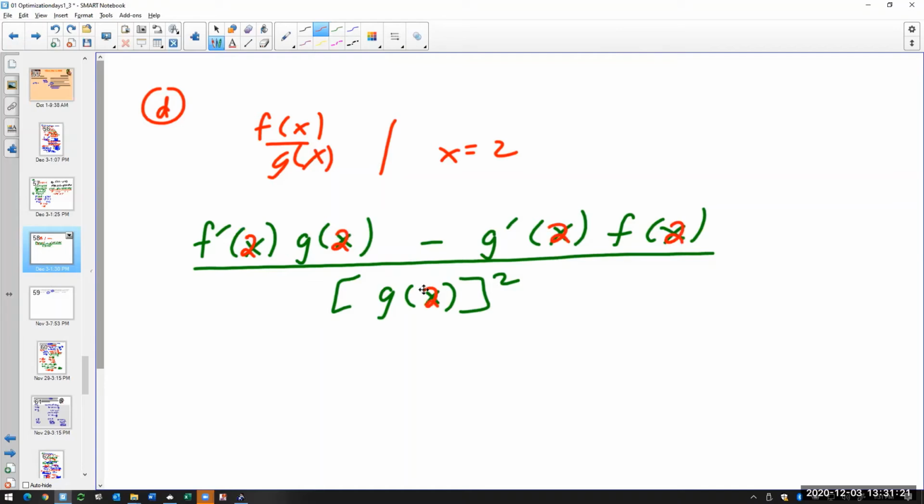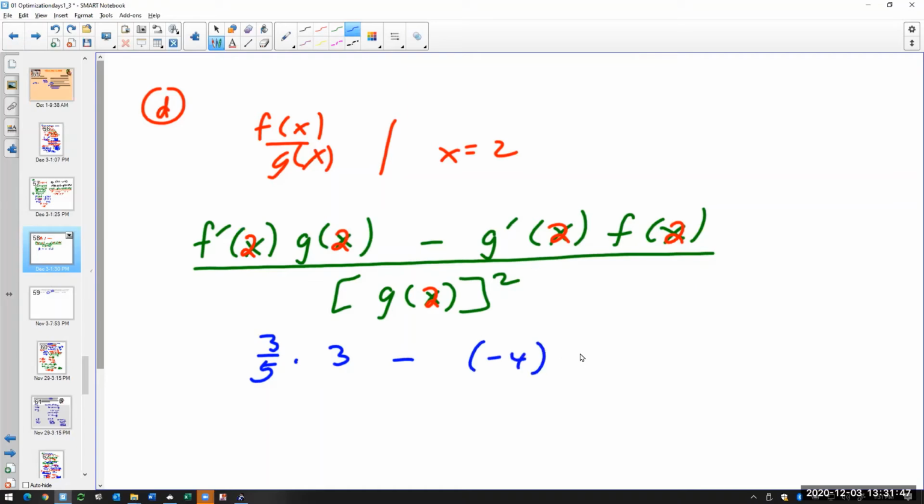And I know I have different colors, so mine looks better when I put a 2 on there. Okay, so then you're going to go to your table and grab all of these different numbers. So f prime of 2, I'm getting is 3/5 times g of 2, I'm getting 3, minus g prime of 2. Okay, guys, please tell me if I'm getting something wrong.